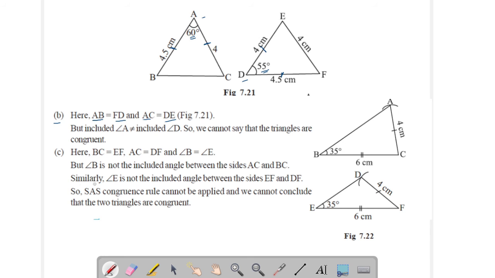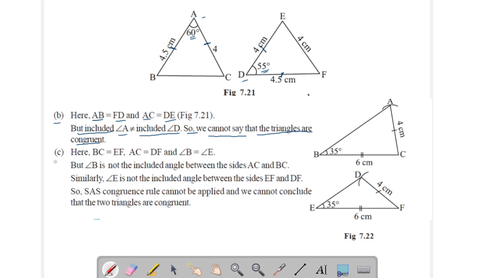and they are not equal here. The included angle A is not equivalent to the included angle D, because angle A is of 60 degrees and angle D is of 55 degrees. So their measurements are not the same. So they are not equal. So we cannot say that the triangles are congruent.